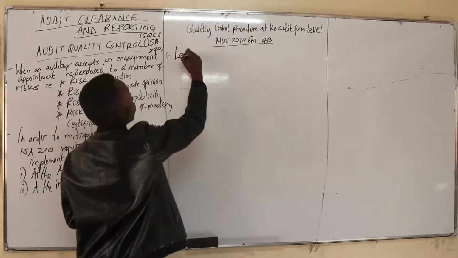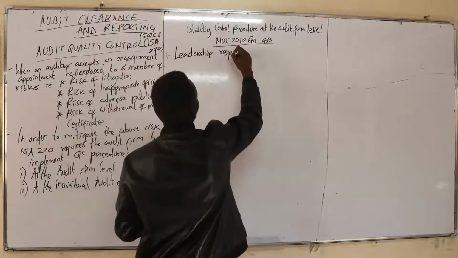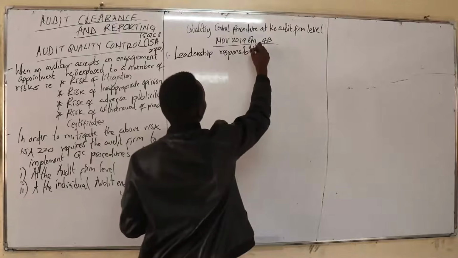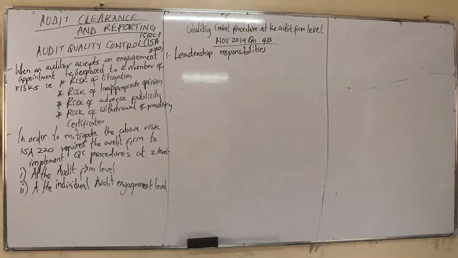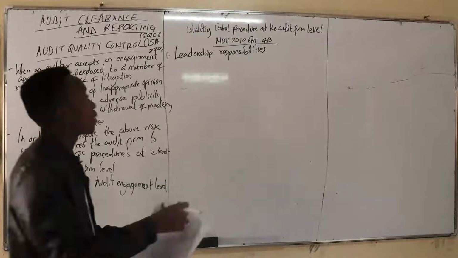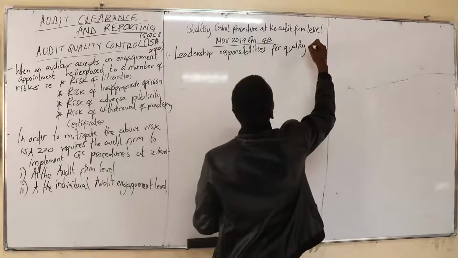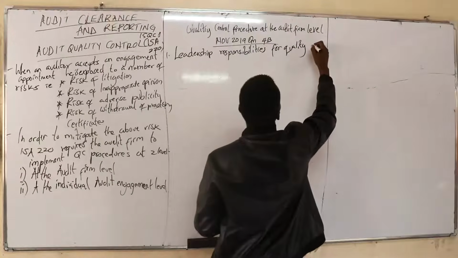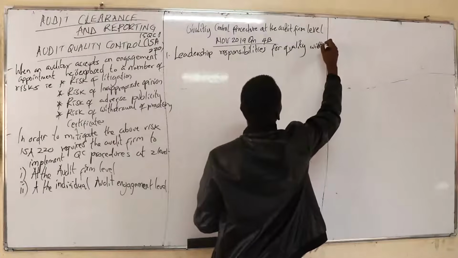So one will be on the basis of defining the leadership responsibilities for the quality within the audit firm. So there should be clear definition of who is to be held responsible for quality within the audit firm.